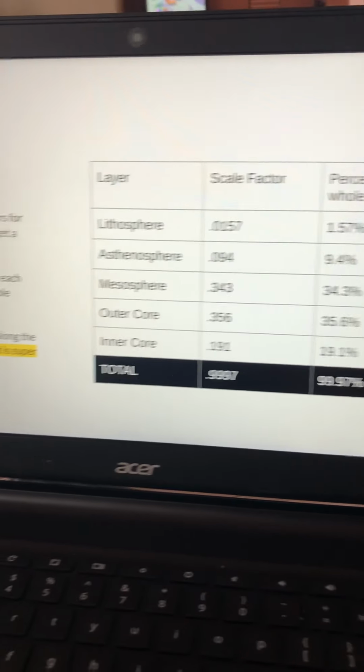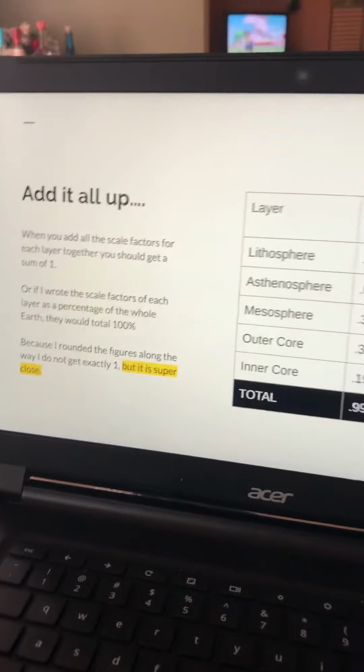There's a rubric in there. Have fun. I can't wait to see what you come up with.